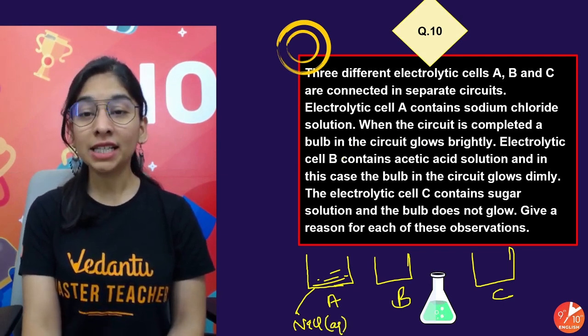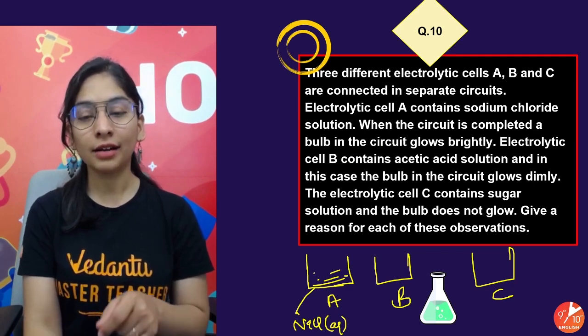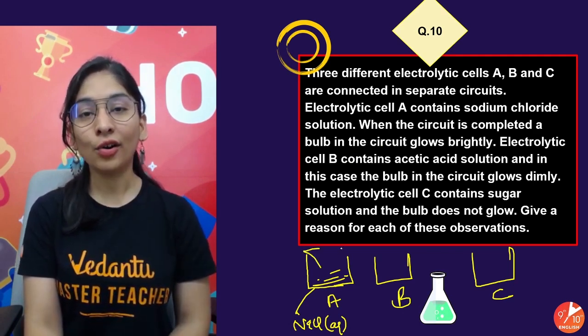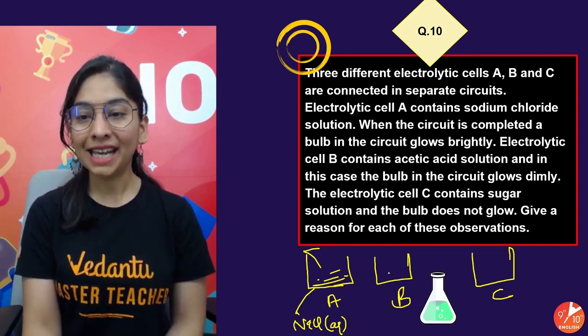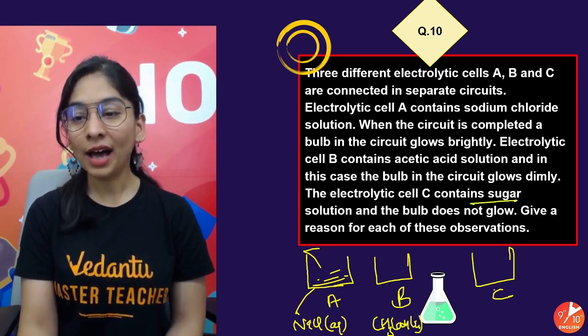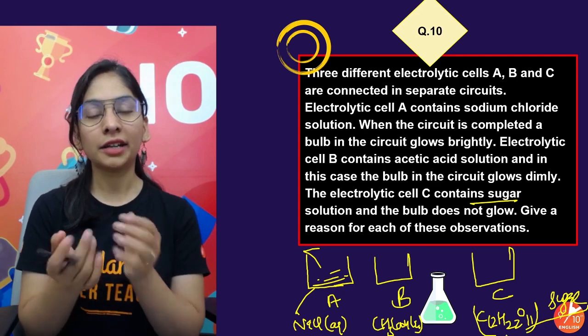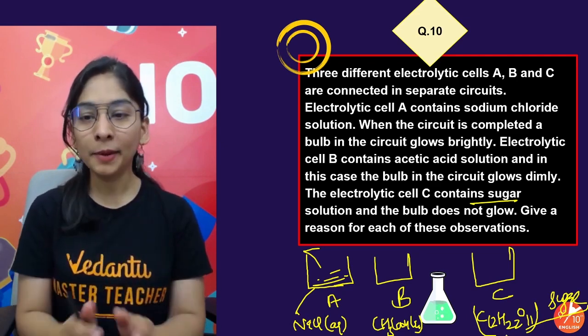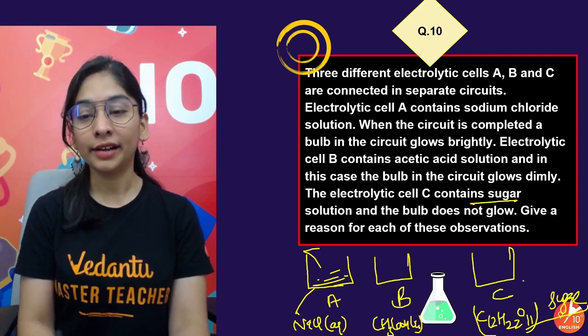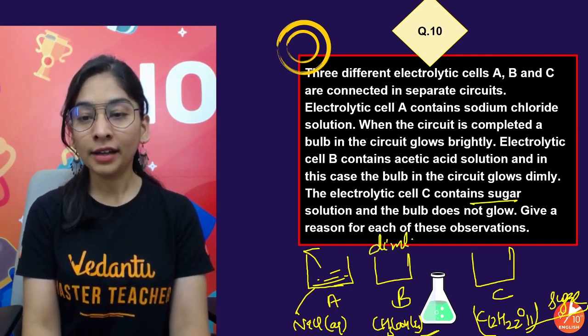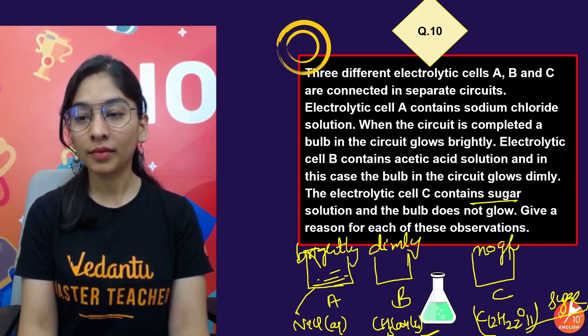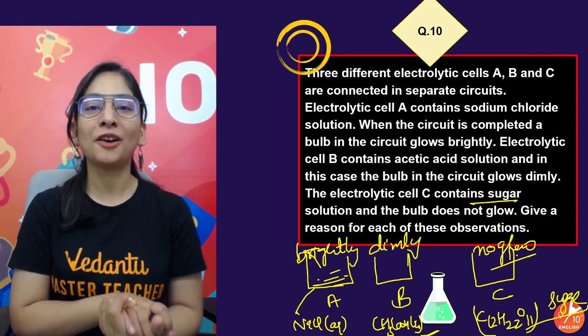When the circuit is completed, a bulb in the circuit glows brightly. You have connected it to cathode and anode and connected a bulb with the same. In B, you have taken acetic acid aqueous solution, a weak acid. In C, you have taken sugar. What's the formula of sugar? C12H22O11. That's sugar. And you completed the apparatus by connecting to cathode and anode, joined a key and a bulb. Now the observations are: here the bulb glows brightly, here dimly, and here no glow. They are asking, give a reason for each of these observations.